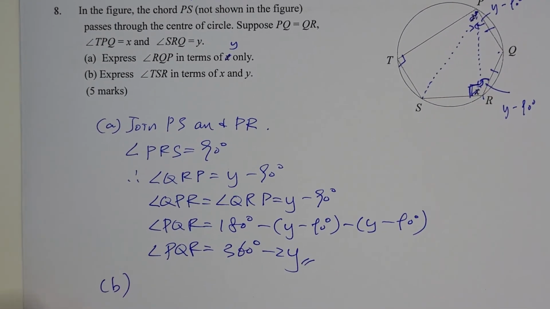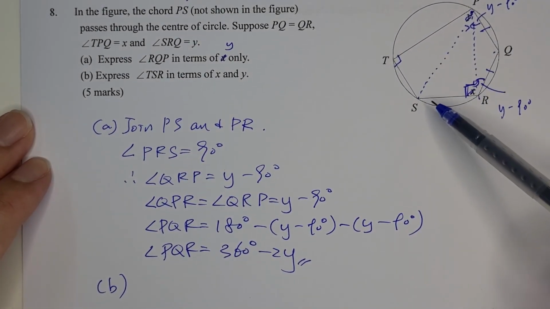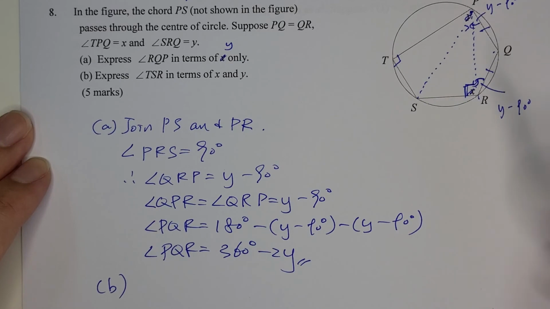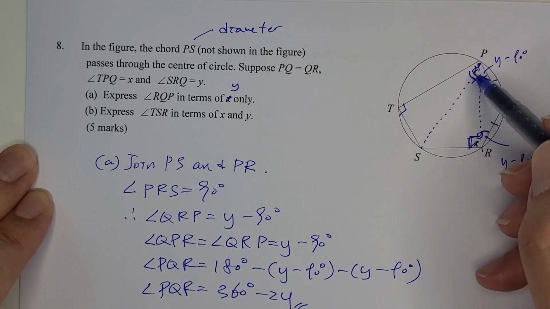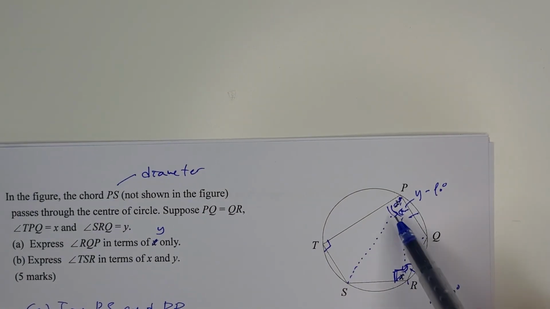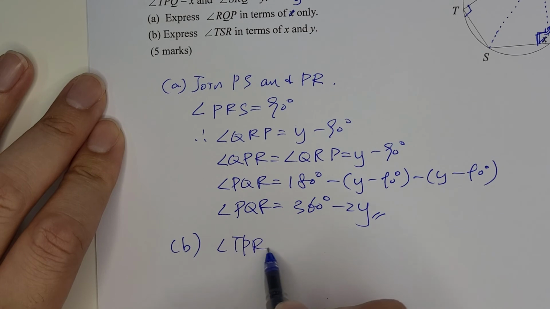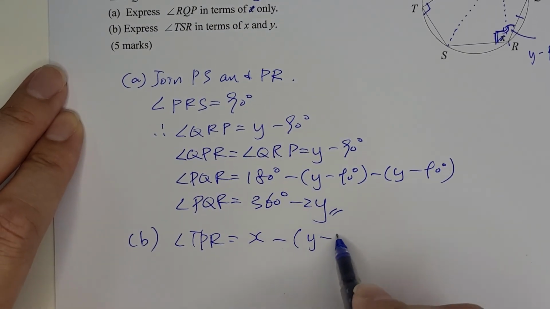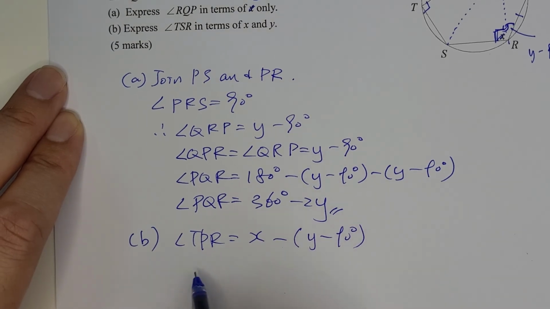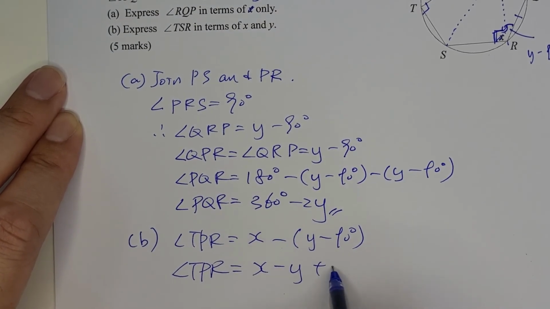And go to part B. Express angle TSR in terms of X and Y. As you know that it is Y minus 90 degrees. So this one, angle TPR equals X minus (Y minus 90 degrees). That is X minus Y plus 90 degrees.